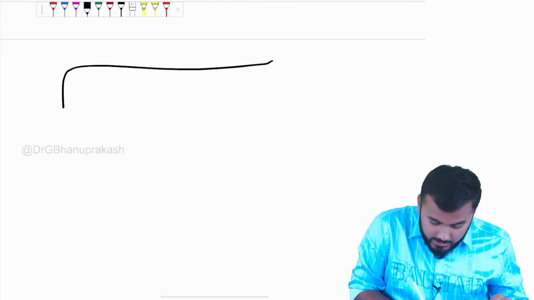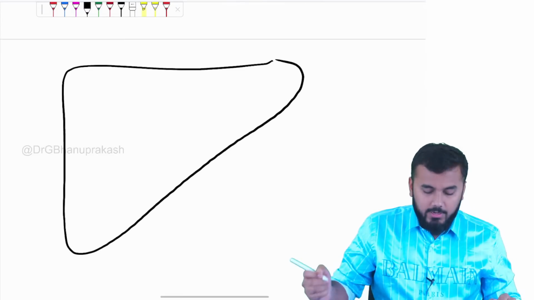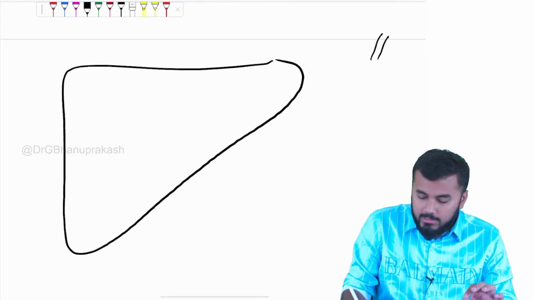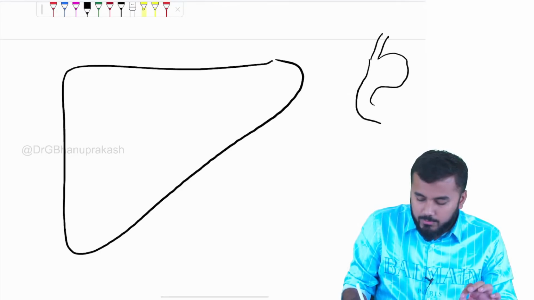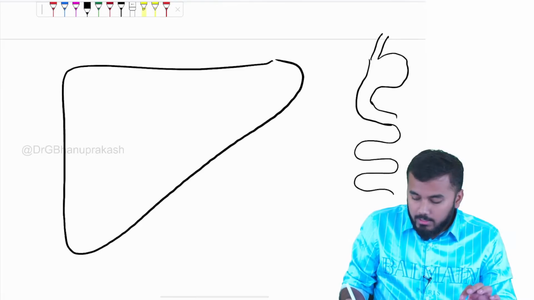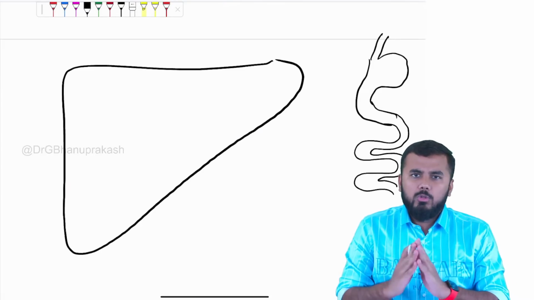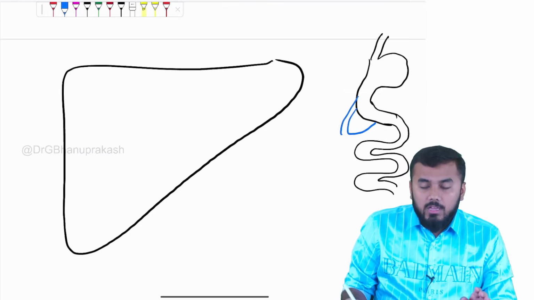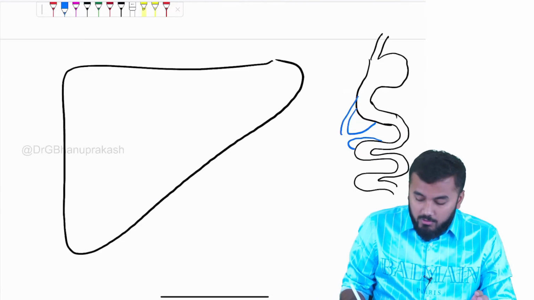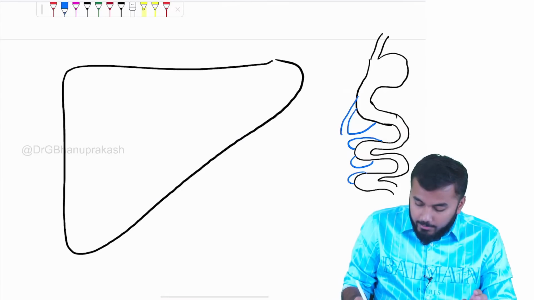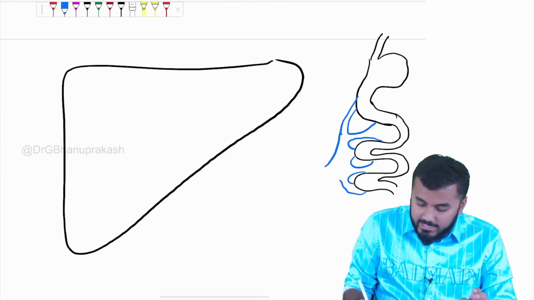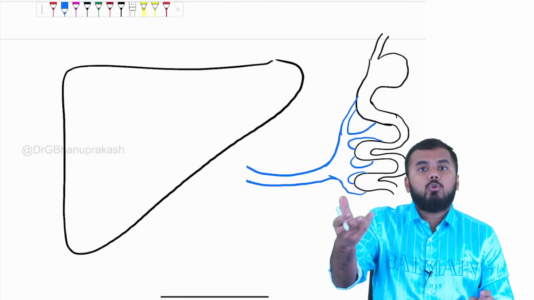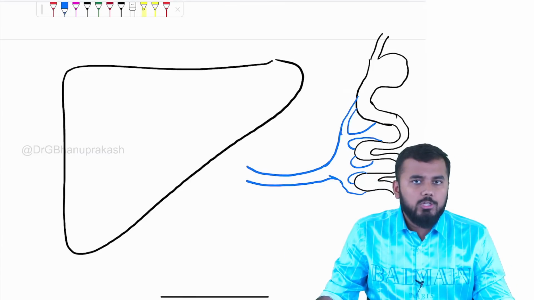So if this is the liver, very large liver, all of you know that this is my stomach and all. This is my stomach, duodenum, jejunum, ileum, and all of that, you know that. Now, from the esophagus, from the duodenum, from the jejunum, from the ileum, from all these places, the veins get collected and finally these veins end up into a thick vein. This is called as portal vein. You know it.